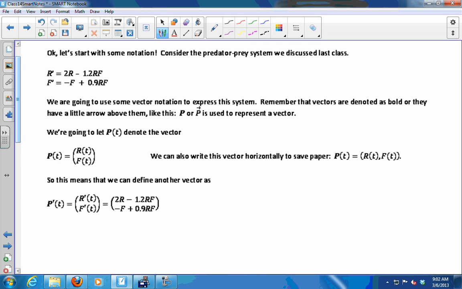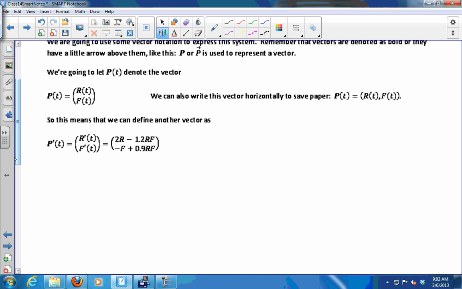So we're going to let capital P of t, in bold, be the vector R of t, F of t. This is the solution vector. You can also write a vector horizontally, kind of like a point: R of t comma F of t, if you want to save paper. But they mean the exact same thing. So if P is the vector R of t, F of t, then P prime is the vector R prime of t, F prime of t. And then we put our two expressions for R prime and F prime in a vector.